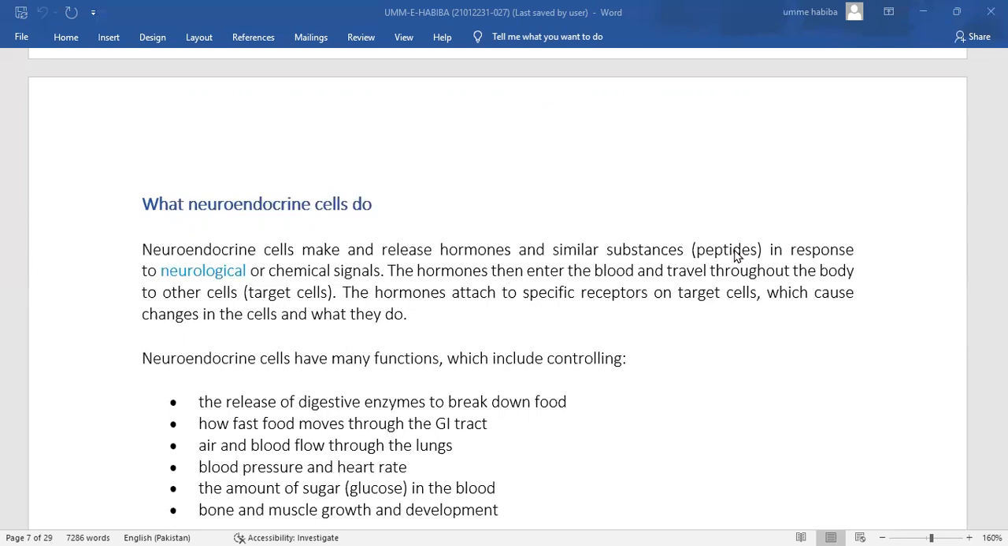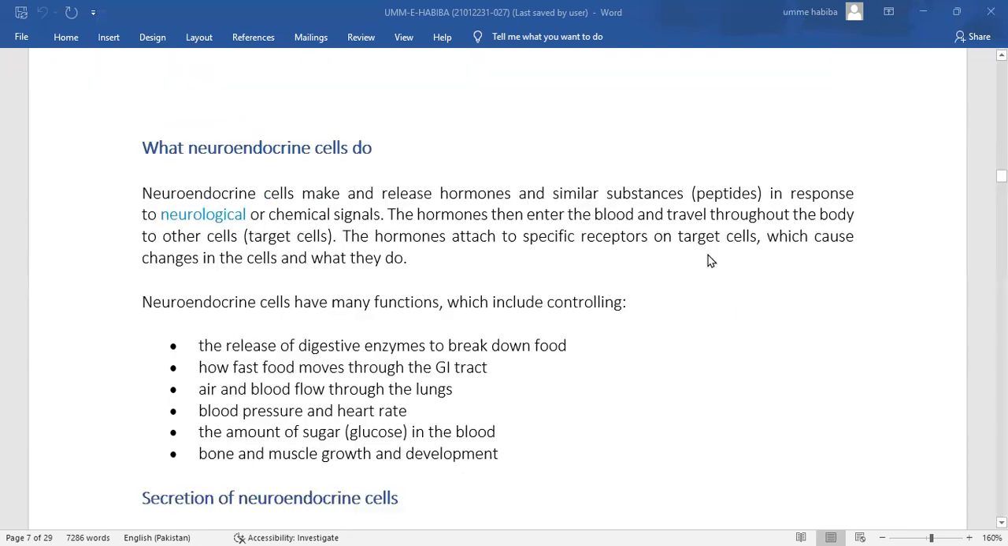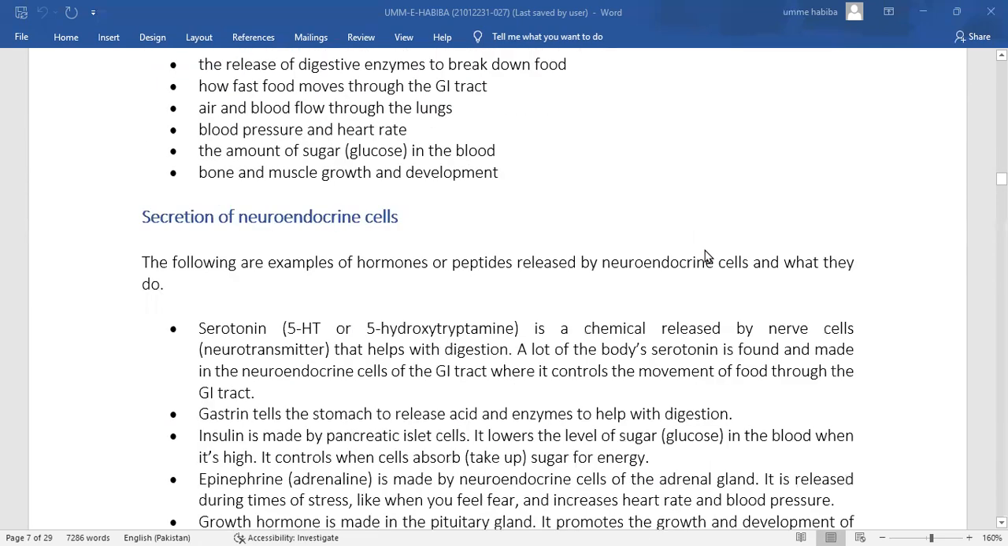they do. Neuroendocrine cells have many functions, which include controlling the release of digestive enzymes to break down food, how fast food moves through the gastrointestinal tract, air and blood flow through the lungs, blood pressure and heart rate, the amount of sugar, which is glucose, in the blood, and bone, muscles, growth, and development.